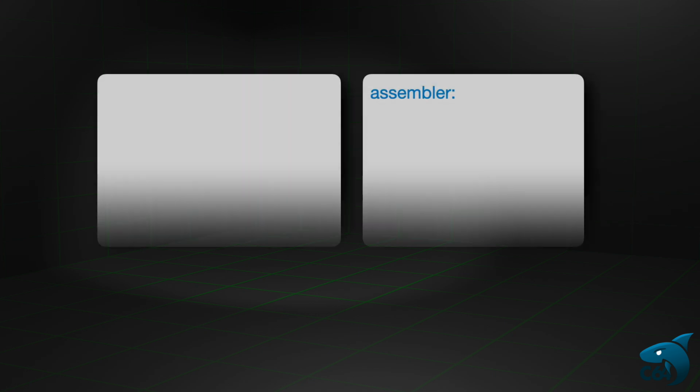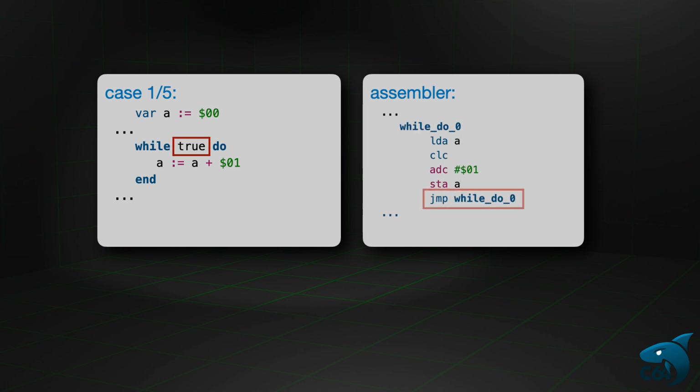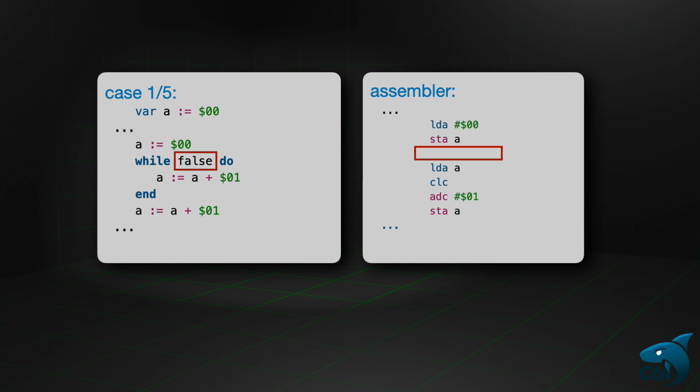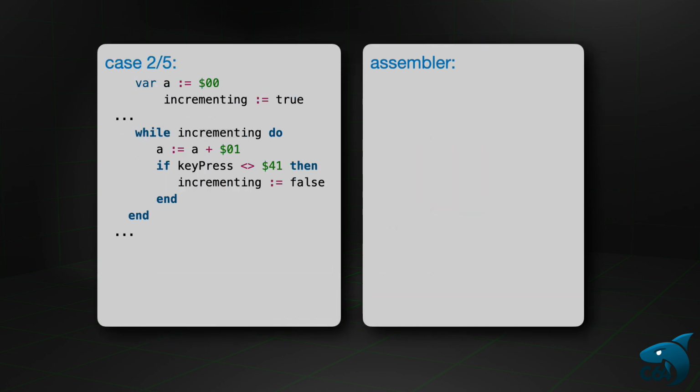As for the compilation of the while statements, there are 5 cases to be considered. The first case is the one where the expression evaluates to true or false during the compile time. If the expression evaluates to true, there is an eternal loop. If the expression evaluates to false, the entire while statement is dropped out as if it wasn't there in the first place.